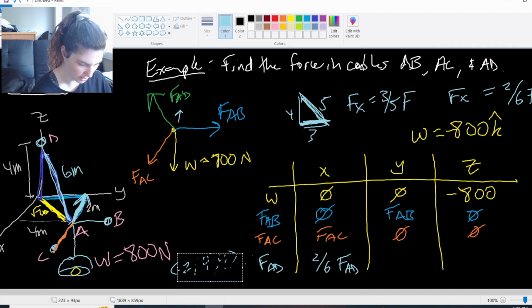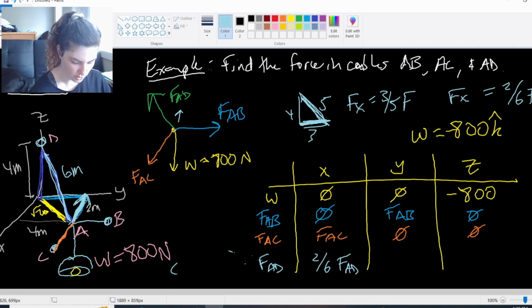Get out of here. So -2, -4, 4, right? Looking at this vector, it's going out from A backwards, right? Back towards the origin point. So it is -2/6 FAD.